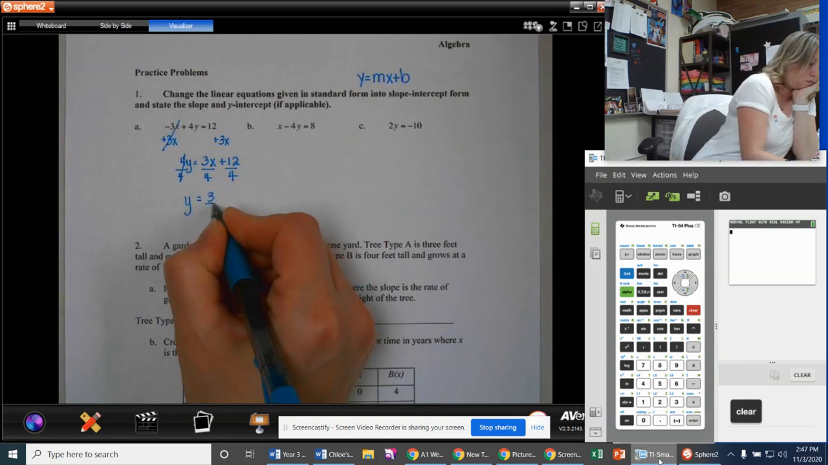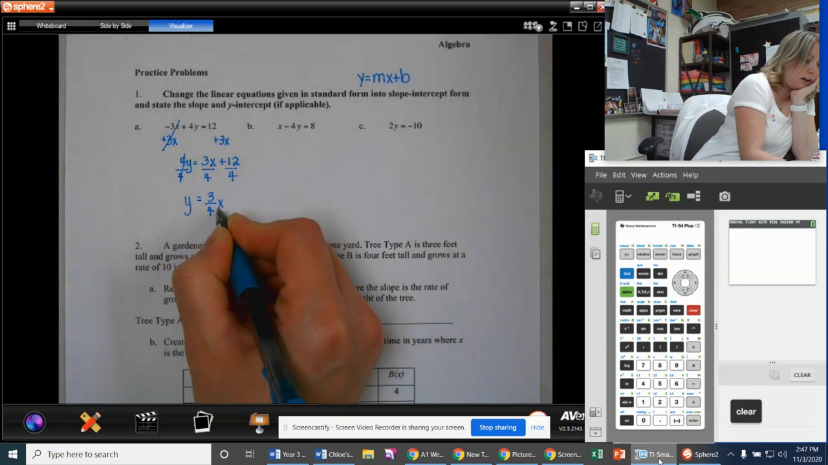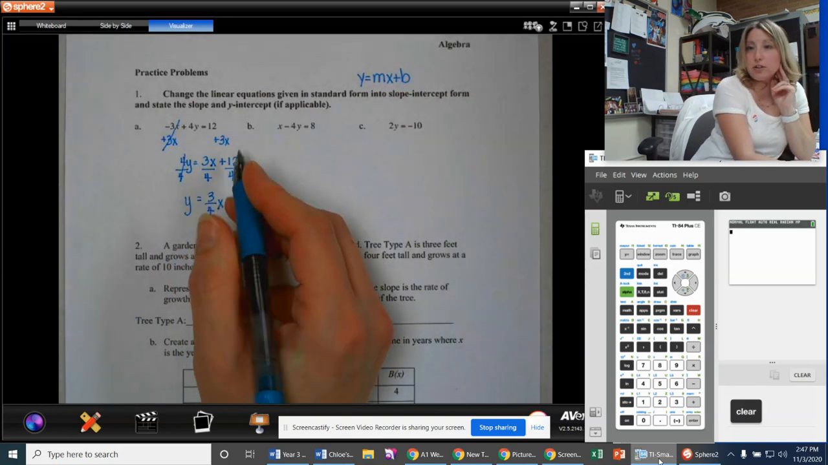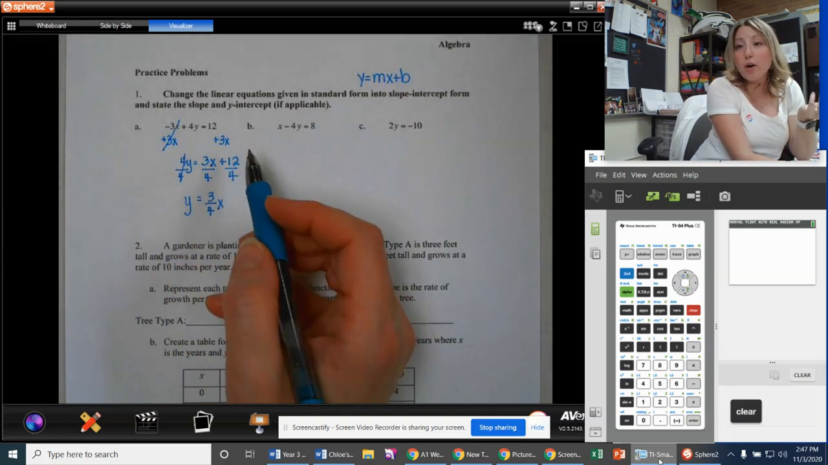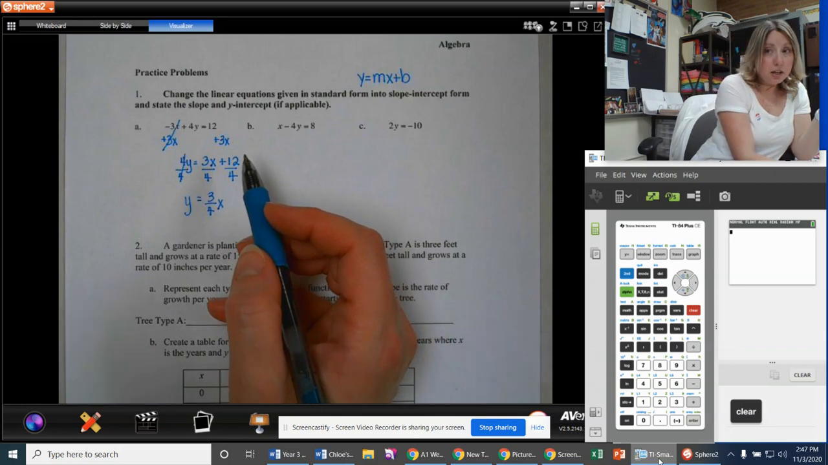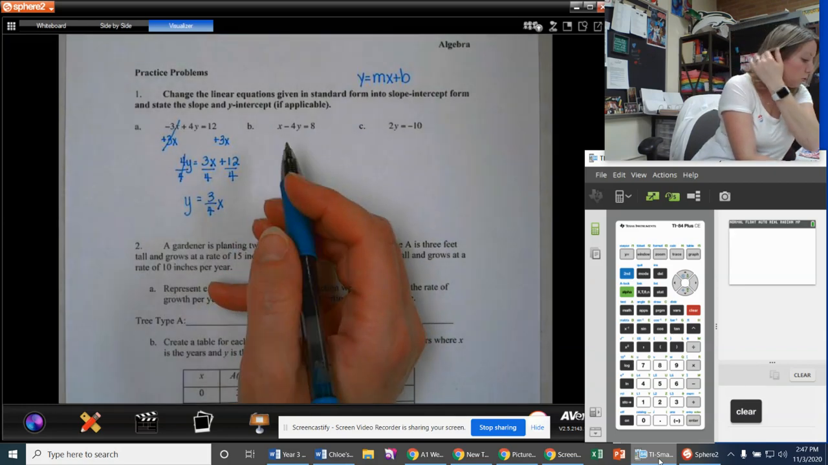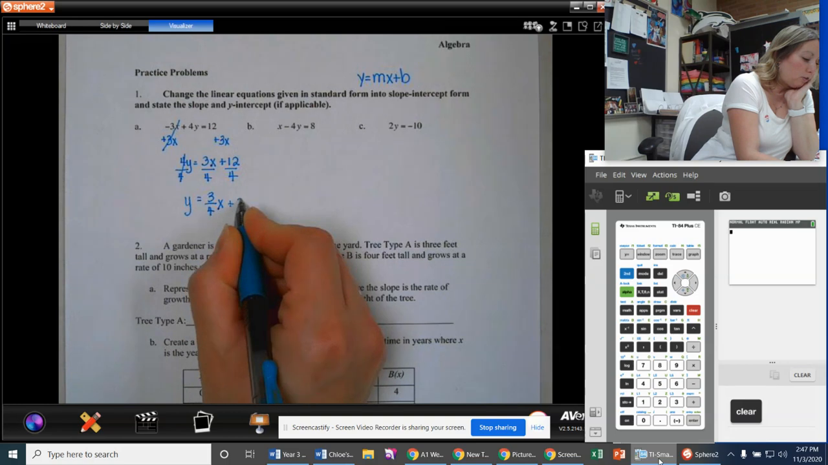Yes. So 3/4 x comes down. Now, typically your y-intercept is going to be an integer. Not always, but in this case it is. Okay, so 12 divided by 4 gives me a +3 here.